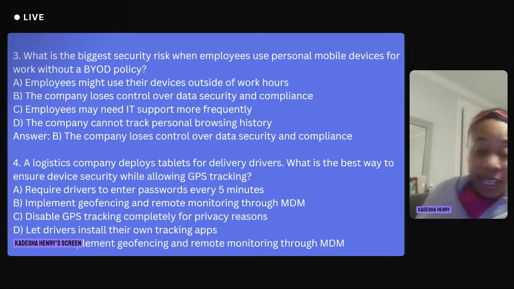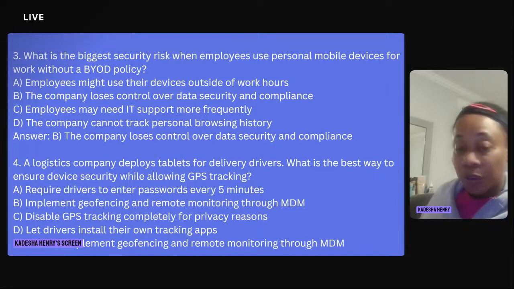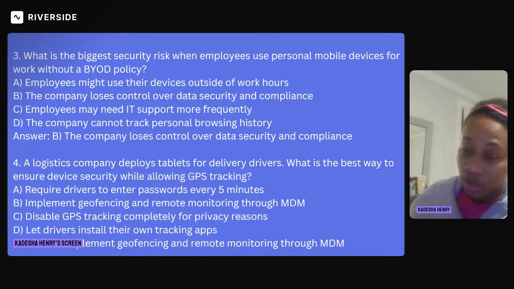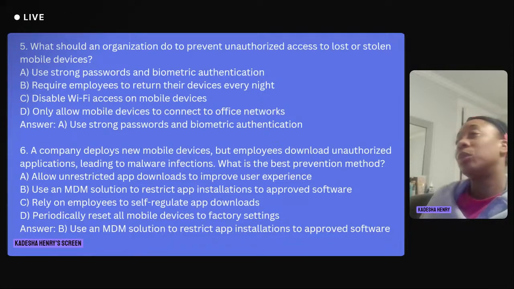No. We are not allowing them to install any app. They are on restriction. We cannot disable the GPS tracking for privacy reasons. It's the company's computer, the company's property. Requiring the driver to enter a password doesn't help. So what we can do is implement geofencing and remote monitoring through MDM. So it tells us where you are with our device.